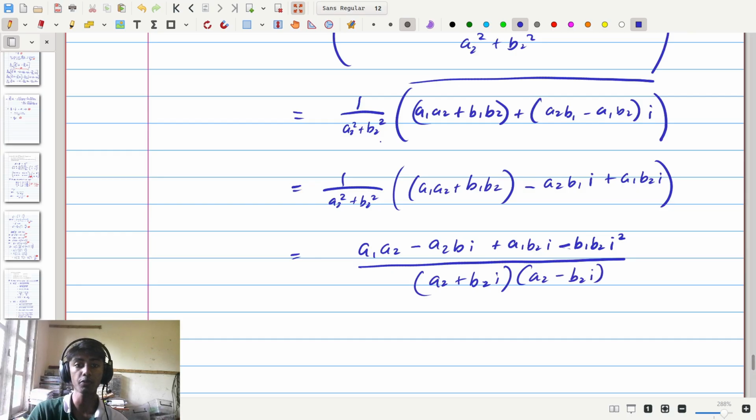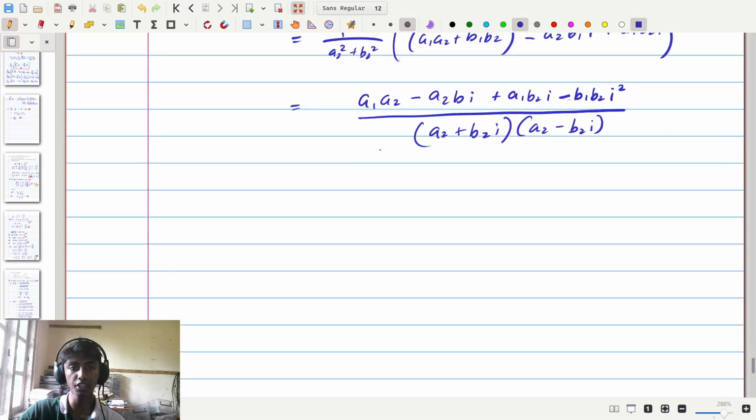Now if we consider what we have here, we can see by factorization on top there's a common factor of a2 in these two, and factorizing that we get a2 times (a1 minus b1i). I've forgotten the 1 here, a1 minus b1i. And on here we can see we have a common factor of b2i, and factorizing that we have plus b2i times (a1 minus b1i).